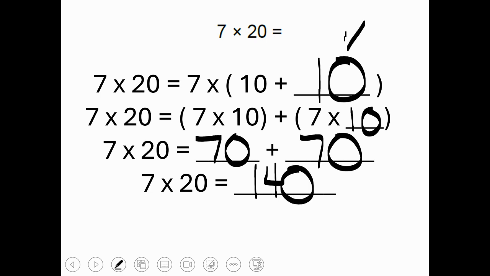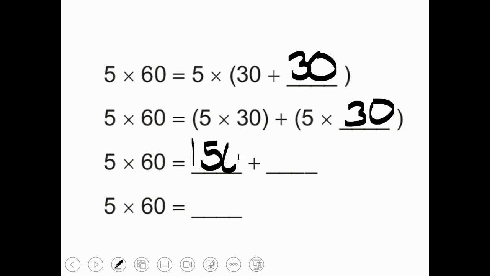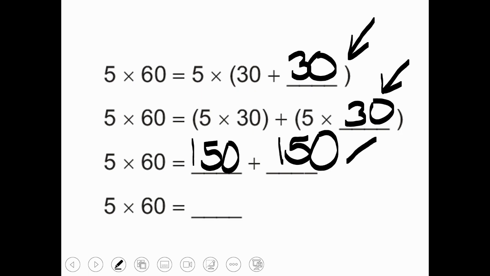Remember, step 1, break it apart. Step 2, multiply. Step 3, add it back together. Let's try another one. So 5 times 60, I'm going to break my 60 into a 30 and a 30. So 5 times 30 is going to give me 150. 5 times 30 is 150. Then I'm going to add, right? Step 1, break it apart. Step 2, multiply. Step 3, now I'm going to add it back together. So 150 plus 150 would give me 300.